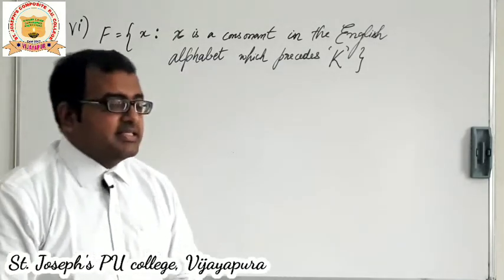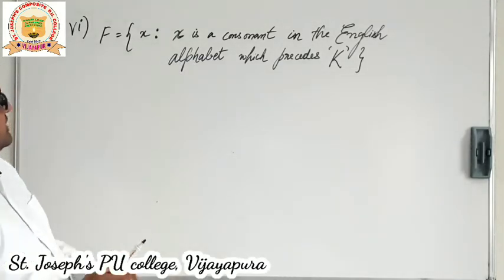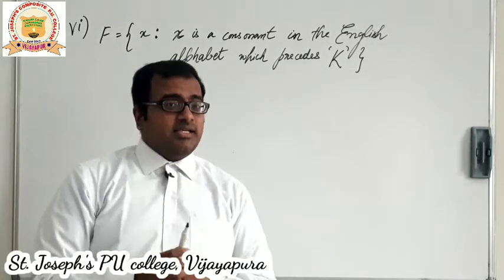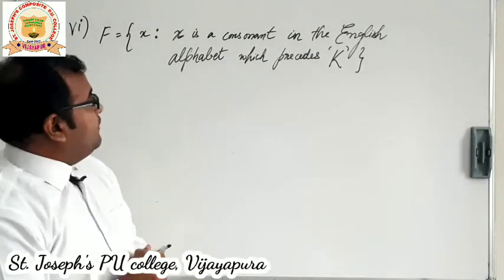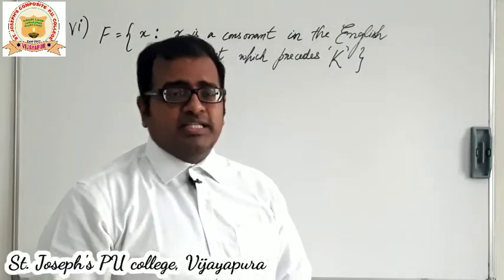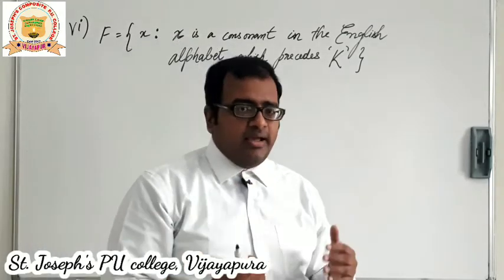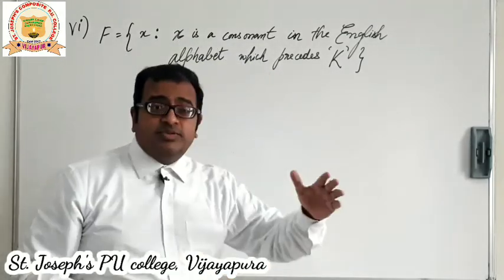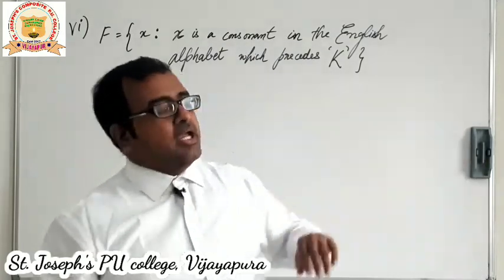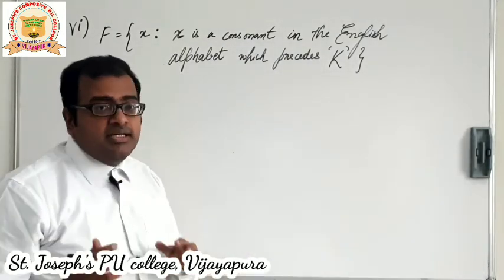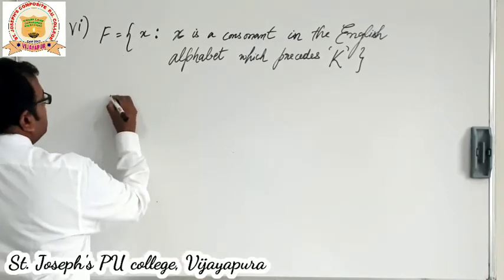Sub question number 6 says that F is a set of all x such that x is a consonant in the English alphabet which precedes k. Precedes means before k. Succeeds means after k. Precedes means before k. So let us look at all those letters in the alphabet.